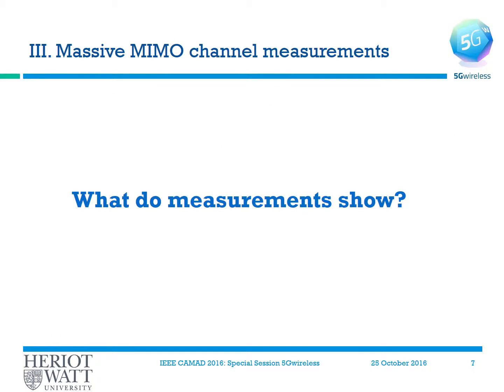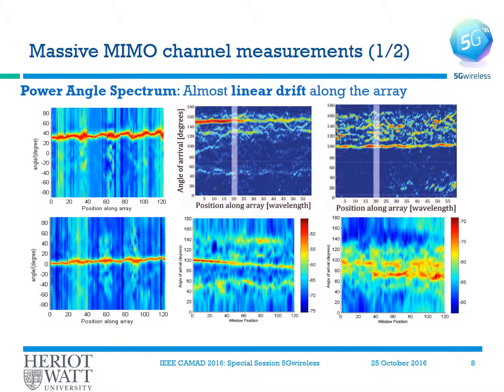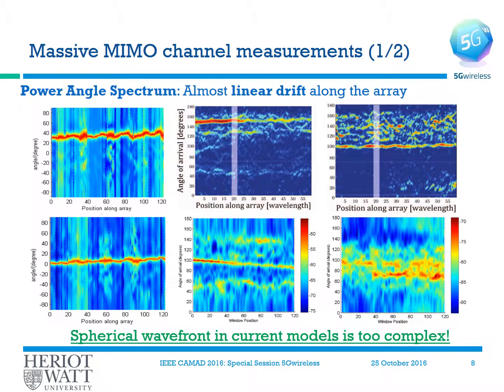Now, let's see what massive MIMO measurements show with respect to the effects already mentioned. You can see here more examples of measurements of the angular power spectrum and its variations on the array. There are some aspects in common among these figures, and one of them is that many multipath components, or clusters in the angular domain, present linear variations, or almost linear variations of the angle along the array.